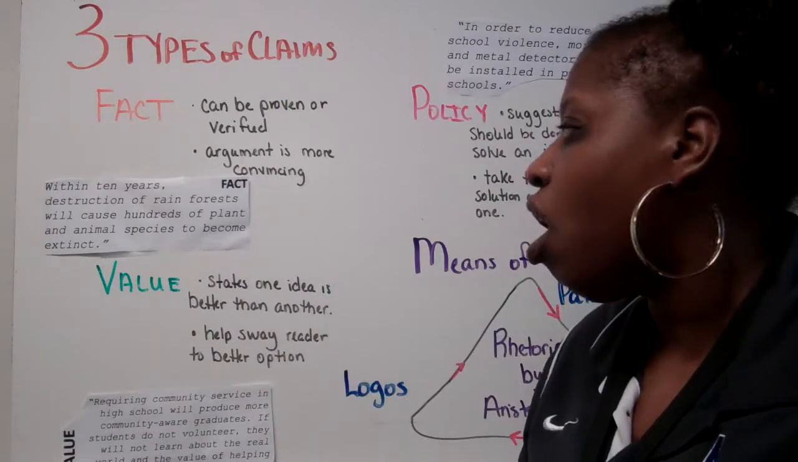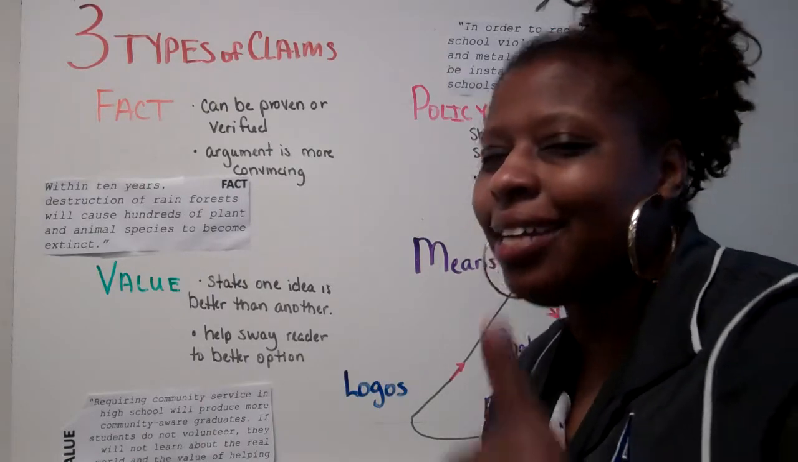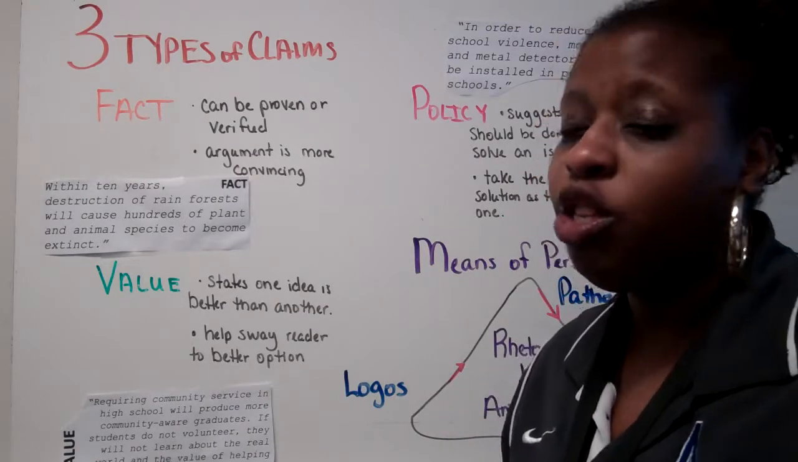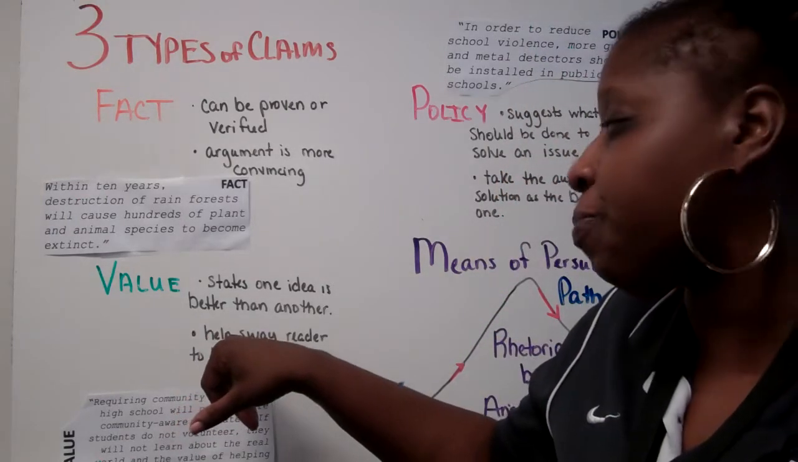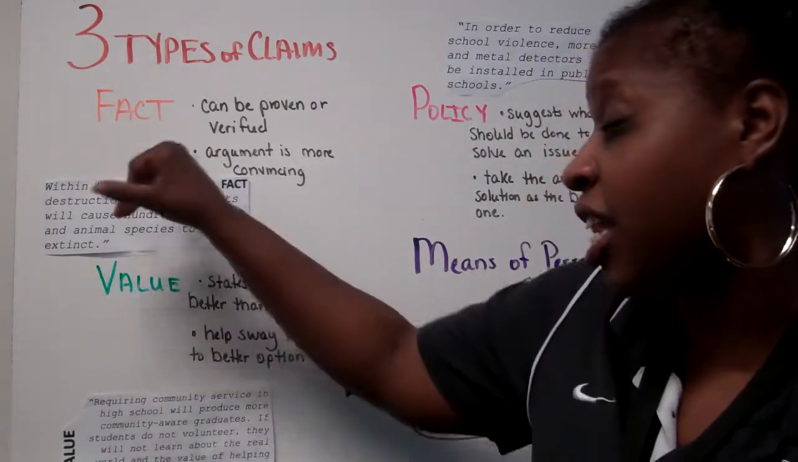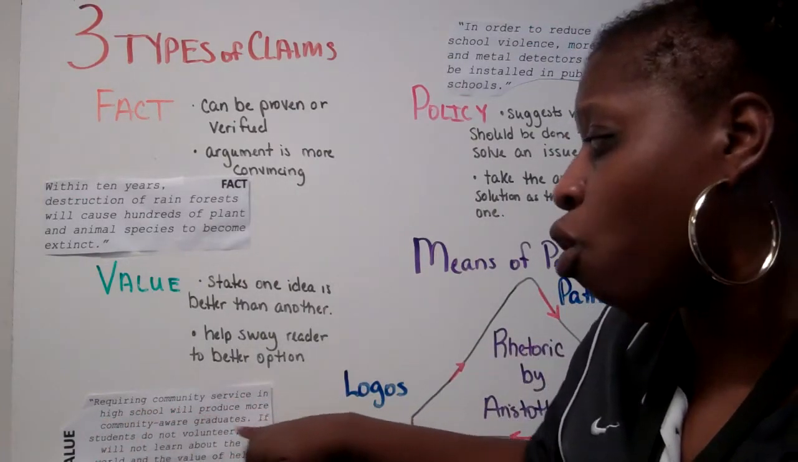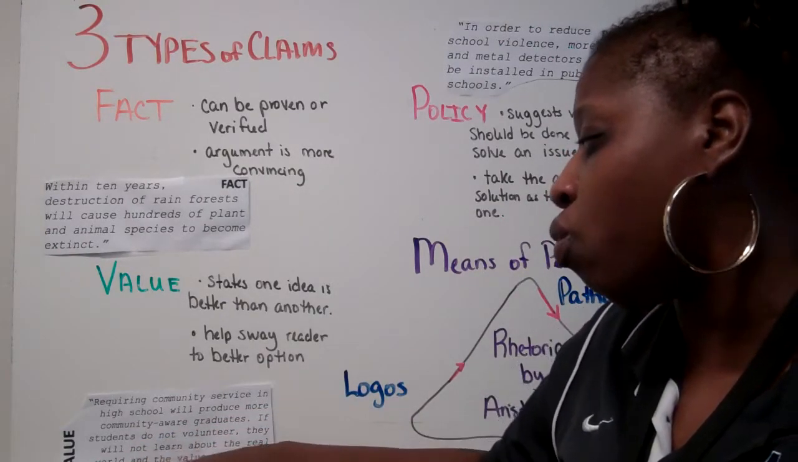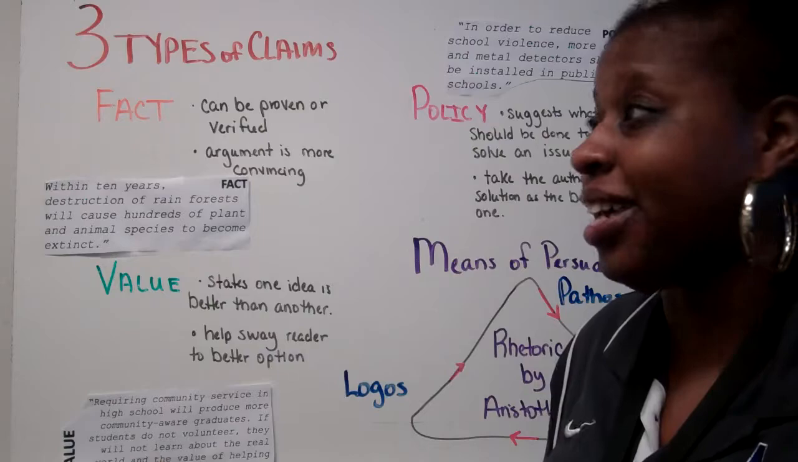A claim of value states that one idea is better than the other. So a writer using that type of claim is basically saying, my way is right just because this way is better. No statistics, no facts, just know that it's better. So this is used typically to help sway the reader to the better opinion, but it's not as convincing as a claim of fact. So let's look at an example. Requiring community service in high school will provide more community-aware graduates. If students do not volunteer, they will not learn about the real world and the value of helping others. So this is just basically more opinion-based, less fact.